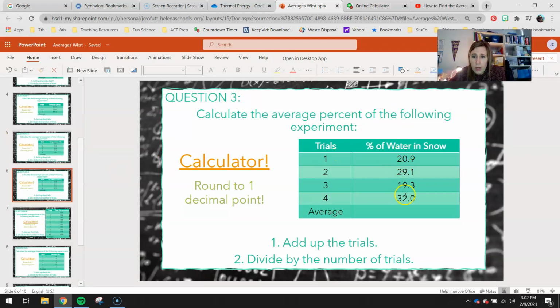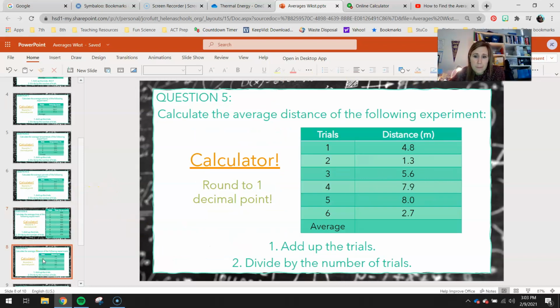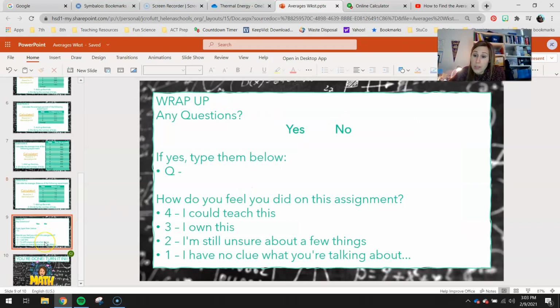This one you have, again, 4 percentage of water in snow. And then here we have a big one. We have 10 trials that showed us time in seconds. So what's the average for that? And question 5, distance in meters. And then I guess you only have 5 questions to do. Lucky you guys. Okay, and then finally do your wrap up.